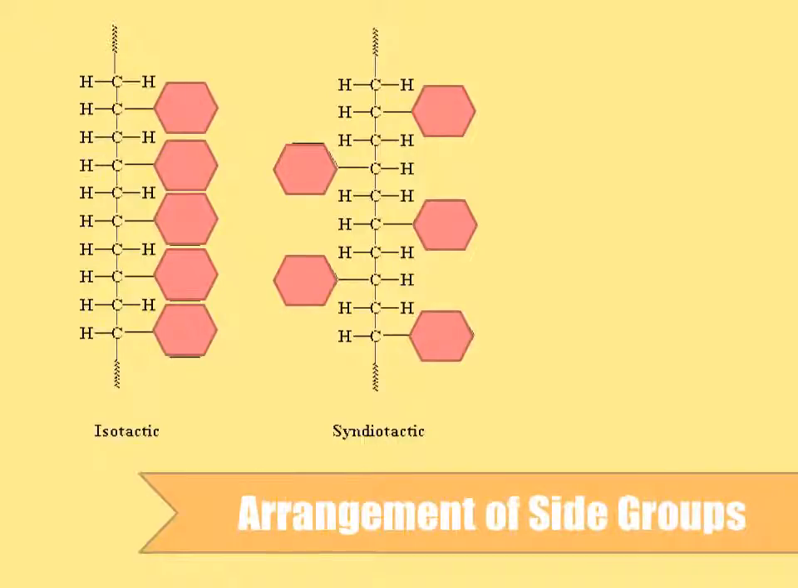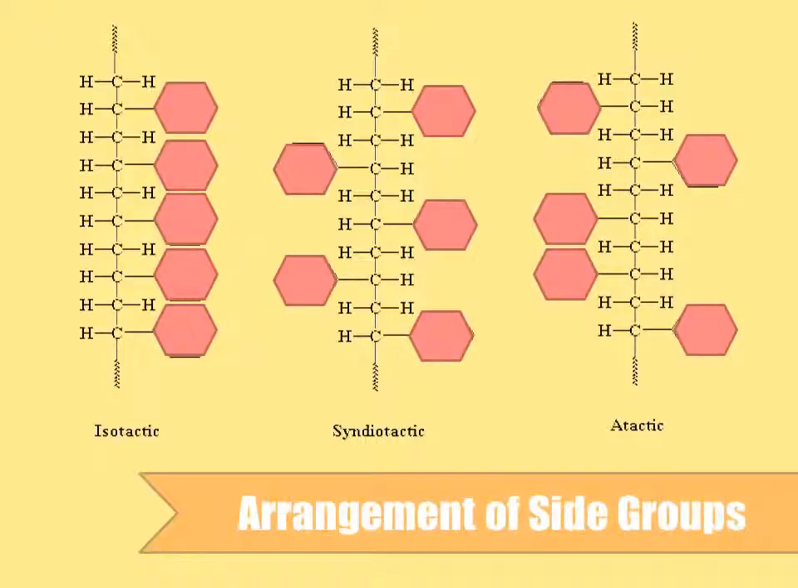The second way is when the side groups are on alternating sides in a regular fashion. They are called syndiotactic polymers, and although they are weaker than isotactic polymers, the regularity of their structure allows for moderately strong bonds to occur between chains. The last way occurs when the side groups are randomly arranged on both sides of the polymer. They are called atactic polymers, and due to their random pattern, atactic polymers have the weakest bonds of the three.